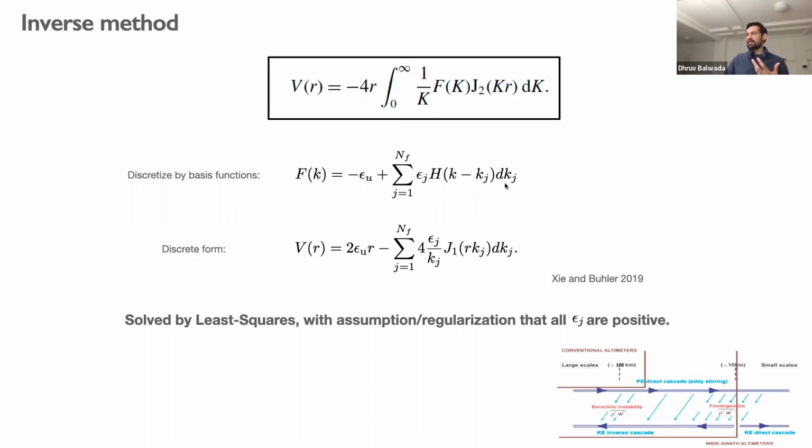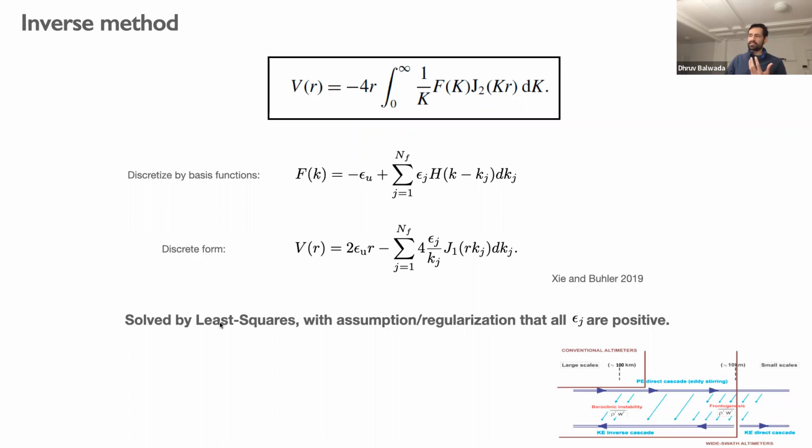And once you have this, you can plug this relationship in here, do the integration analytically, and get this discrete form. And so now one thing nice that has happened is that you've gotten rid of your integration. V is represented as a combination of certain parameters or unknowns, epsilon u, epsilon j's and kj's. And once we have this form, what we can do is go to our data set where we have estimated what V is, try to invert this and find out what the corresponding epsilons are.